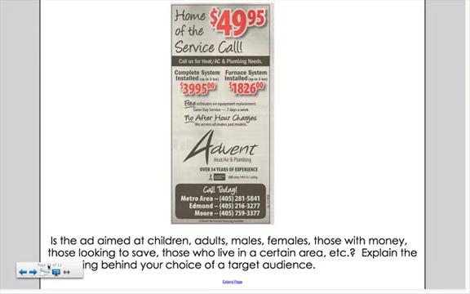Okay. Is the ad aimed at children, adults, males, females, etc.? Again, if you have the notebook file, go ahead and go back to it and make notes on the screen. If you only have the video option, then again, pause, discuss in your pairs, and then discuss as an entire class before you unpause the video.